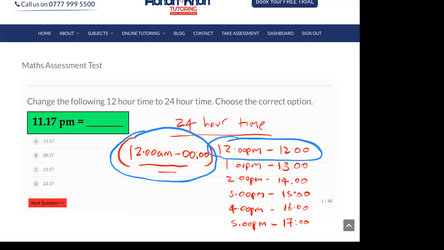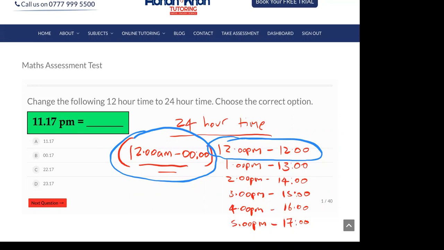9 p.m. will be 2100 hours. 10 p.m. will be 2200 hours. 11 p.m. will then be 2300 hours. And then we finally get to 12 a.m., which in this case will be 00, which is 24-hour clock.